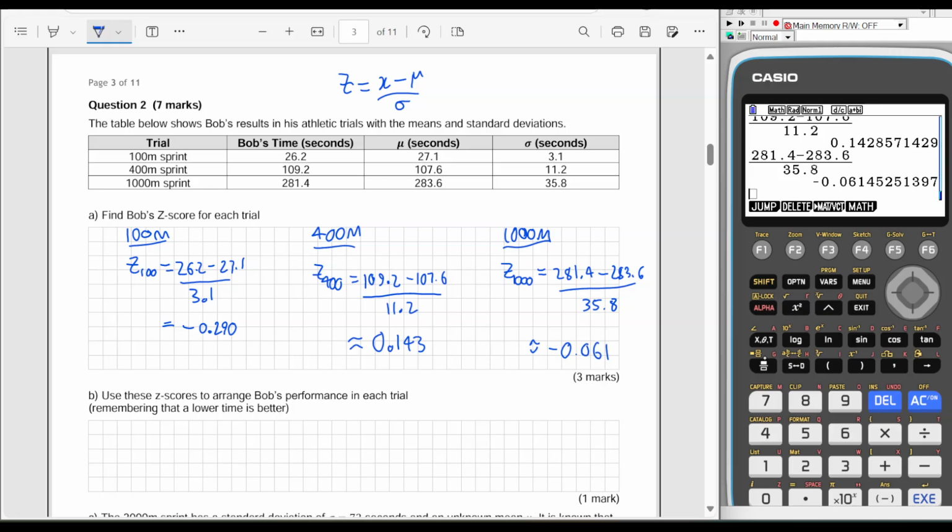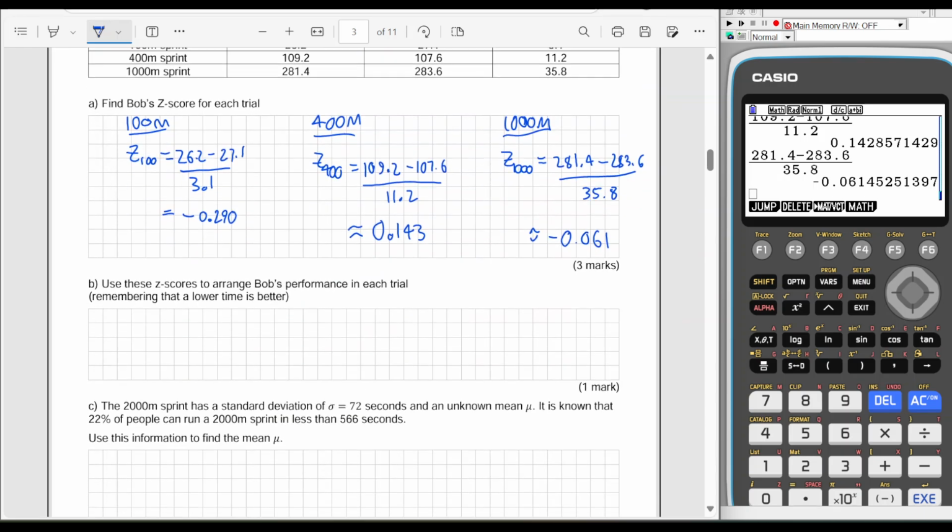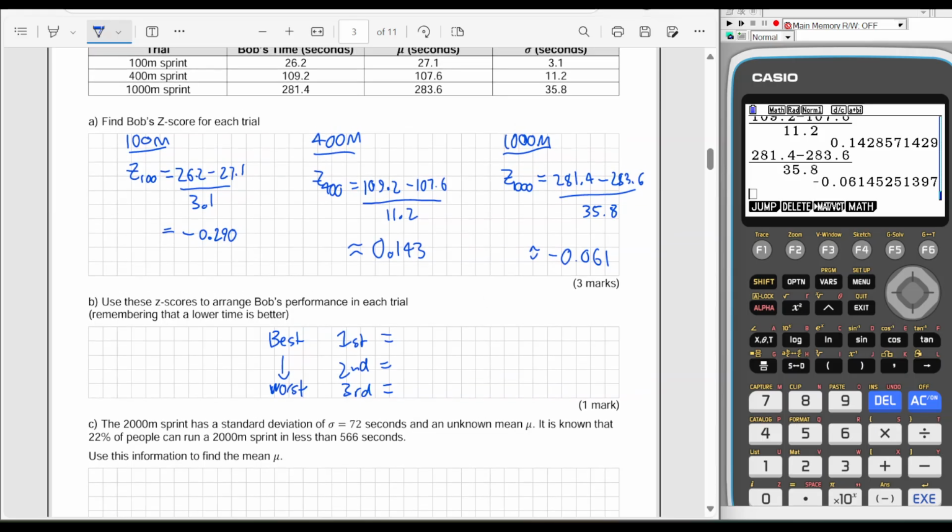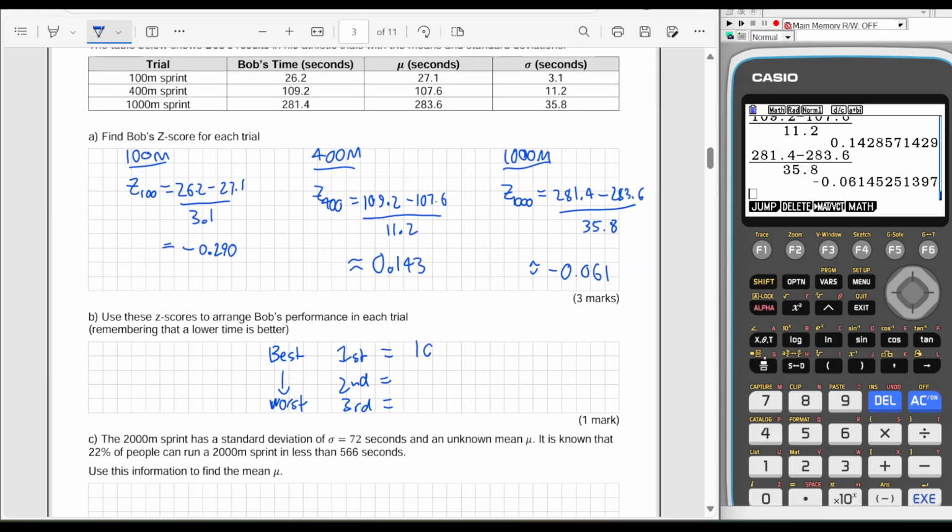Okay. So best to worst. Make sure you actually give a scale for which is good and which is bad out of first, second, and third. Because otherwise I might not know if you mean that 1 is good or 3 is good. So the best score is the lowest time. So this is 100 meters. And then this next one would be 1,000 meters. And then the next one would be 400 meters.